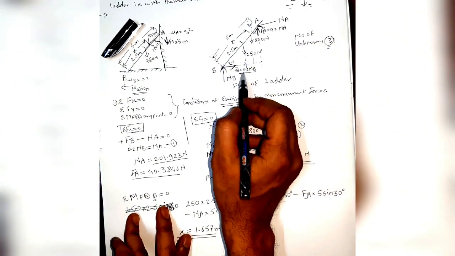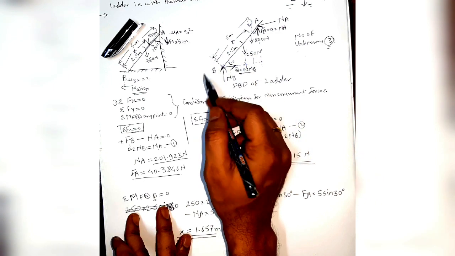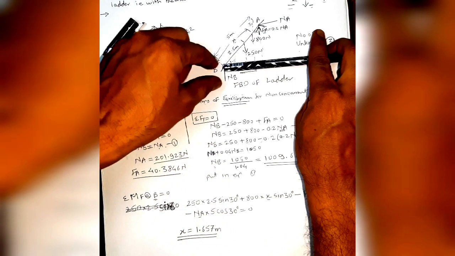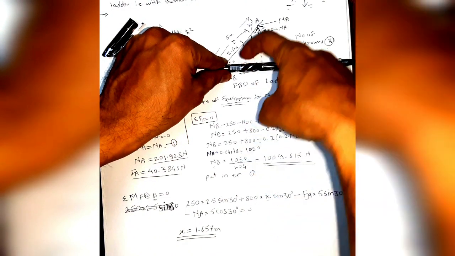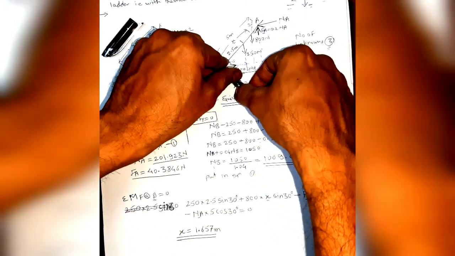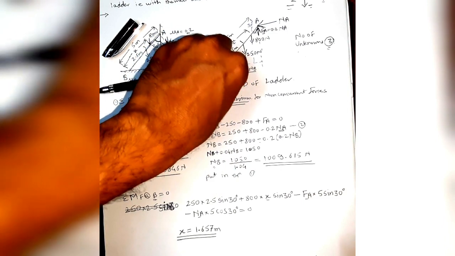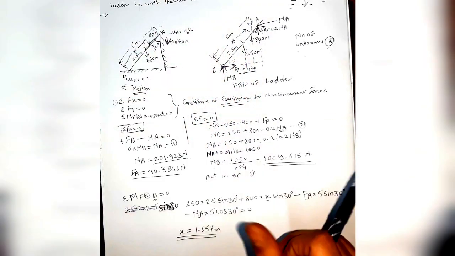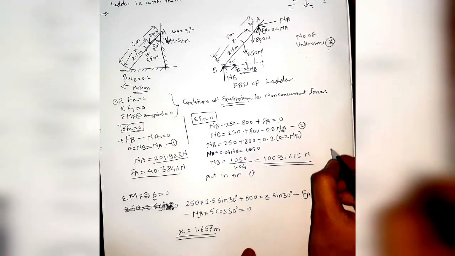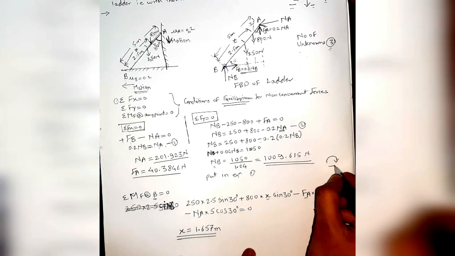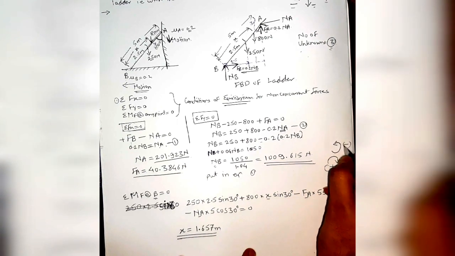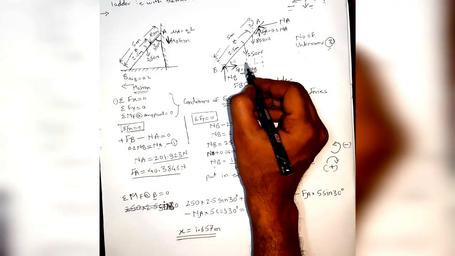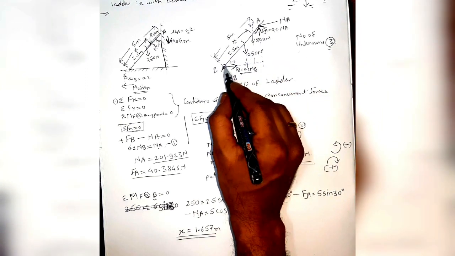So this 250 will cause a clockwise rotation. Okay, simple pen method you can use. At point B we will fix a pen. 250 Newton force is acting downward, so we will apply a downward force, and we will see in which direction that pen is rotating. So it is rotating in the clockwise direction. So that will be plus 250 sine 30. Again sign conventions for the moment: clockwise moment as positive, whereas anti-clockwise moment we will take as negative. So this 250 will cause a clockwise moment, therefore 250 into this distance.